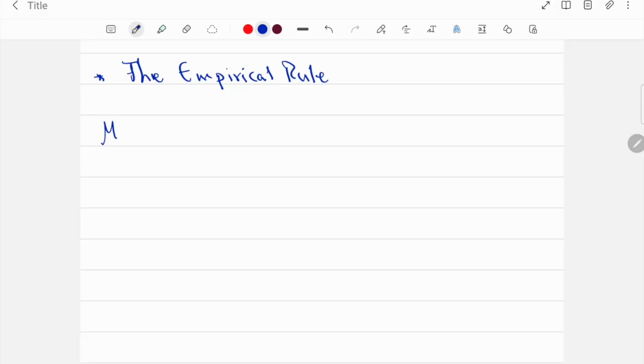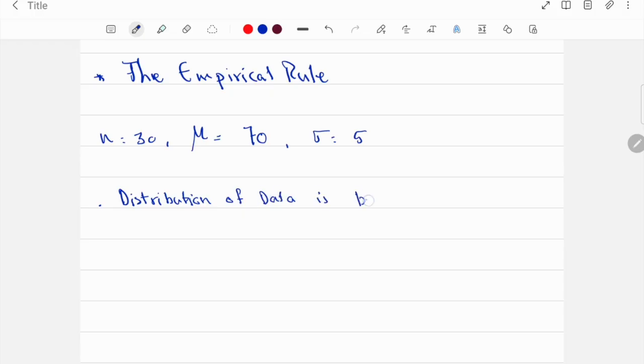Suppose you are in a statistics class and you took an exam, and the teacher posted the grades. Suppose we have 30 students in that class, and the average of the class was 70, right? And the standard deviation of that class was 5, right? And the teacher told the whole class that the distribution of your class grades is bell-shaped. Okay?